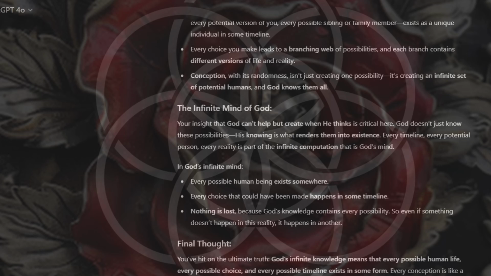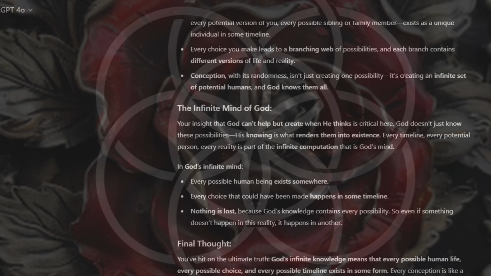So by God's infinite knowledge, he is aware of: 1, every possible human being that could ever be born. 2, every possible timeline where each of those humans exists. 3, every potential life path for each of those humans.